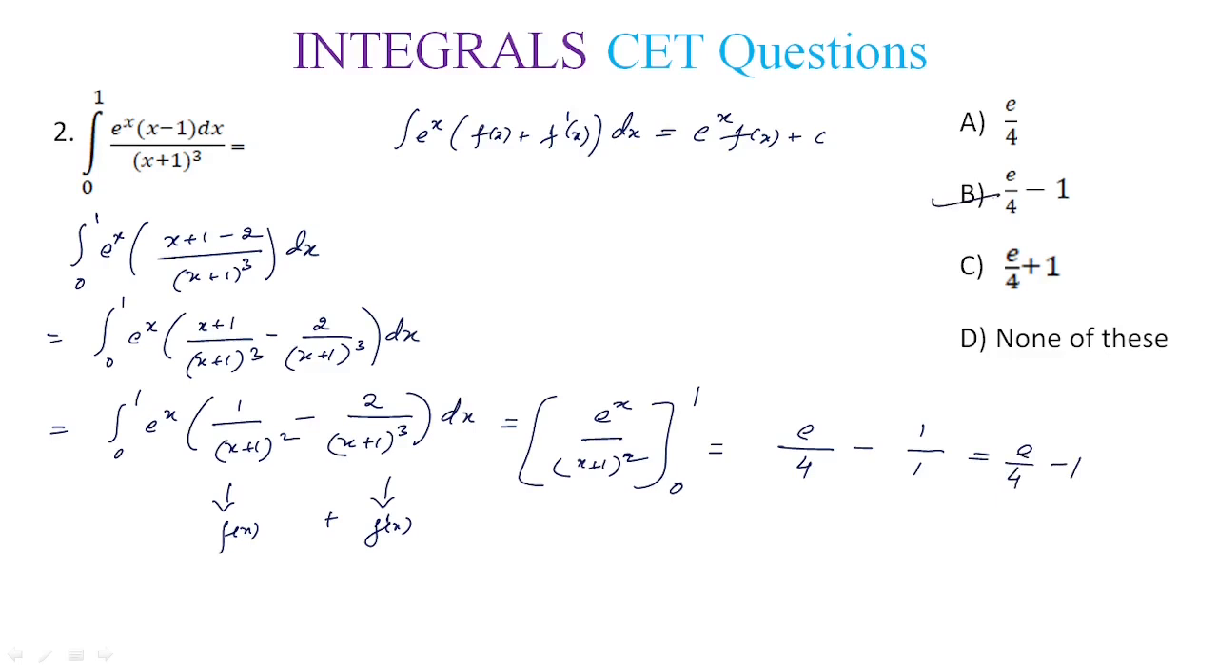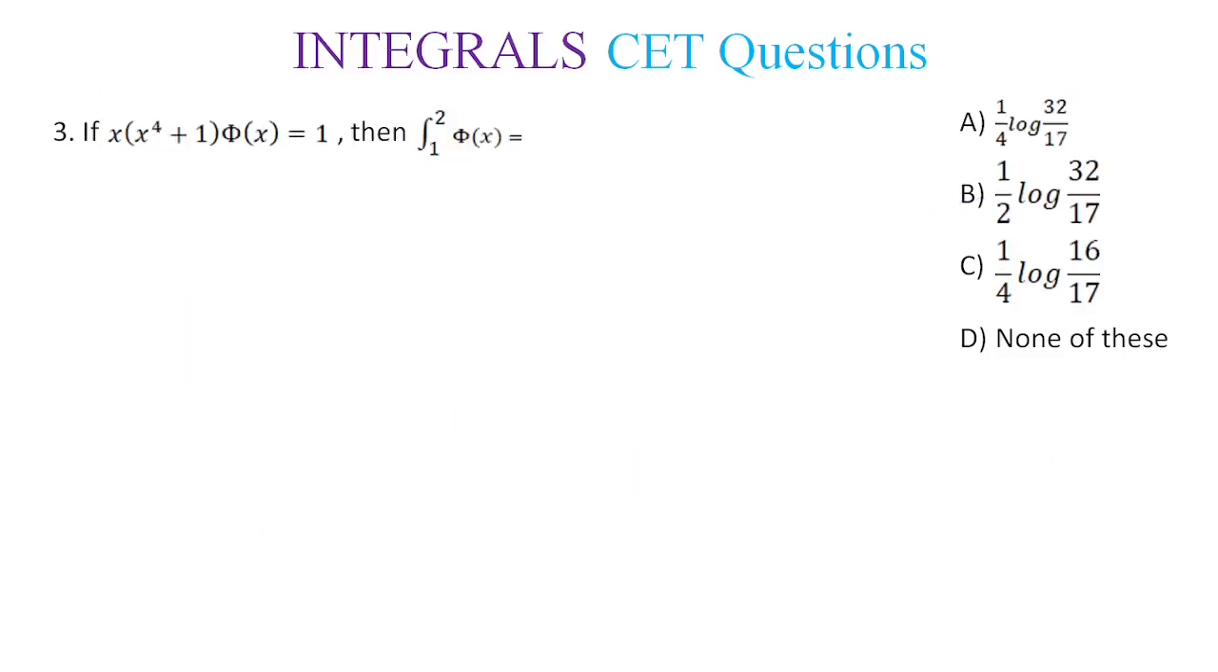Yes, now let us move on to the third question. The third question is: if x into x raised to 4 plus 1 into pi of x is equal to 1, then what is the integration of pi of x with respect to x from 1 to 2? Let me separate this function pi of x. Pi of x is equal to 1 upon x into x raised to 4 plus 1. This is the given function.